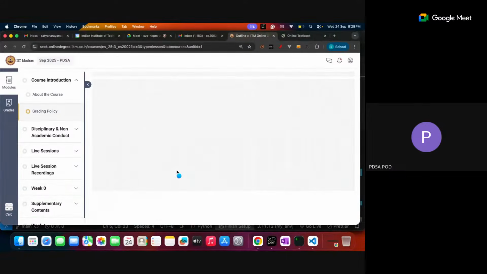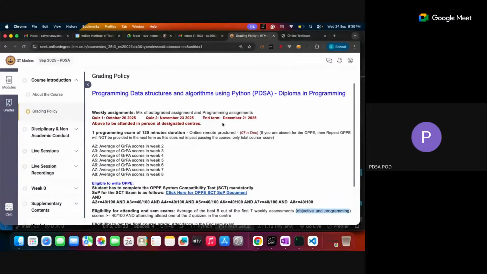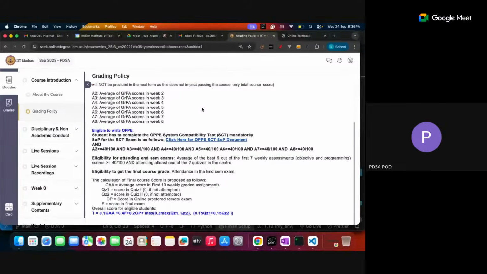This is the grading policy. Eligibility, we got it? Got it. So this is the eligibility for attending the end examination, where you should get the best average of 7 weekly assignments. Weekly assignment includes the graded assignment, GRPA, and graded quiz. Every week you have GRPA. Best 5 is taken out of 7 weekly assignments, where the score should be above 40%. Also, attending at least 2 quizzes in the center. We have only 2 quizzes. So if you want to attend the end term examination, you should have the weekly assignment average of best 5 out of 7, and you must attend quiz 1 and quiz 2 both. This is the criteria to attend the end term examination.